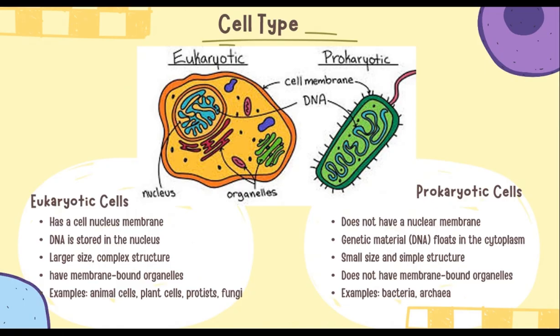Cell type. There are two cell types. First is eukaryotic, which has a nuclear membrane. This is the nucleus membrane. And the prokaryotic does not have a nuclear membrane. DNA in eukaryotic cells is stored in the nucleus. This is the nucleus, and this is the DNA. In prokaryotic cells, DNA is stored in the cytoplasm.